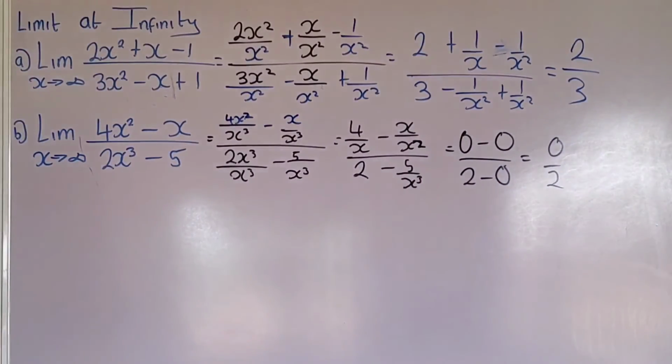What is 0 over 2? It's 0. So the limit of that function as x tends to infinity will be 0. You get what I'm trying to say?